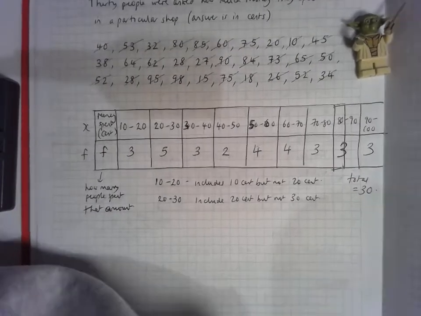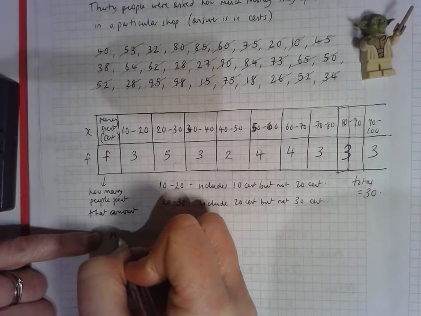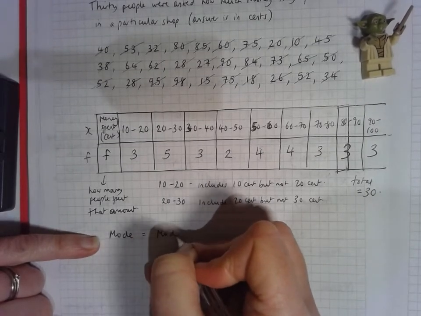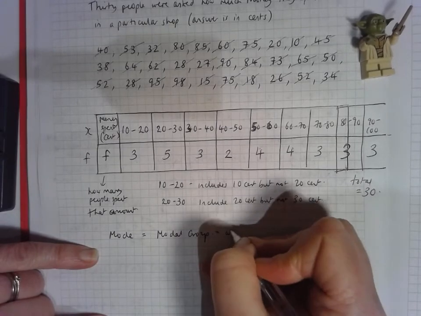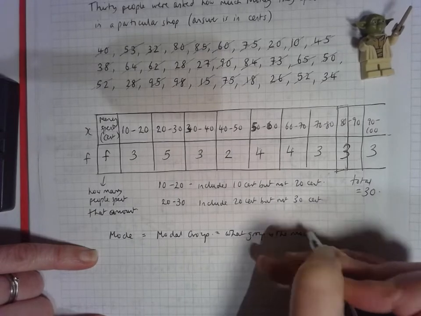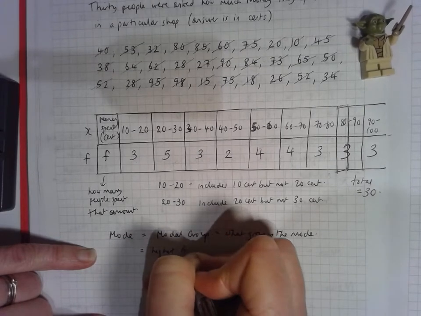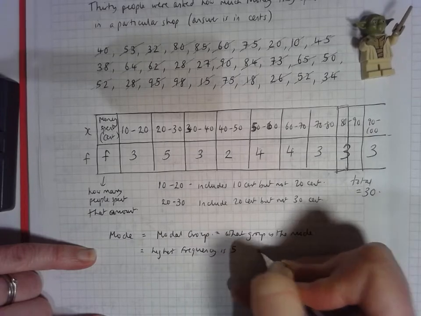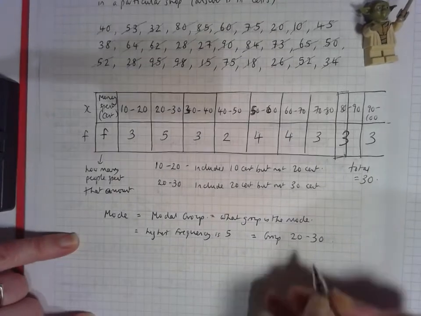Let's start off with doing the mode. When we've got a grouped frequency table, we can sometimes hear it referred to as the modal group. That just means what group is the mode. Here, that's the one with the highest frequency. The highest frequency is 5, and that's the group 20 to 30. So the modal group is 20 to 30.